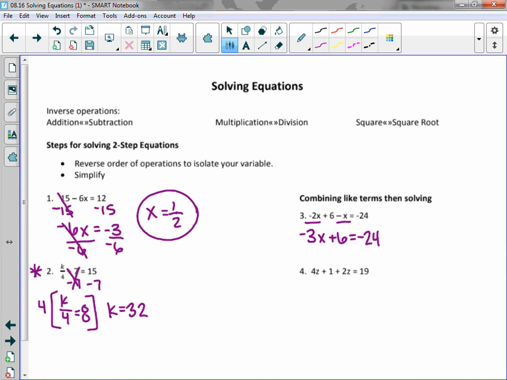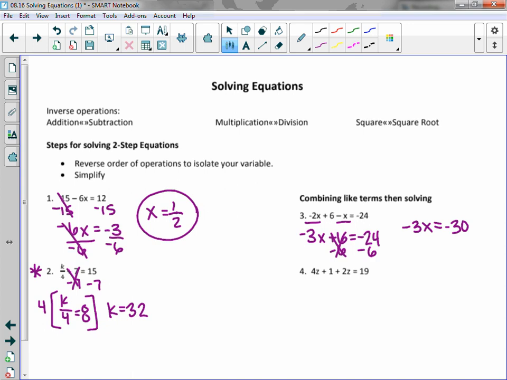Subtract 6. Be careful of your sign. Negative 3x, negative 24 minus 6 is what? Negative what? Negative 30. That's, yeah, because those signs can still trick us, right?